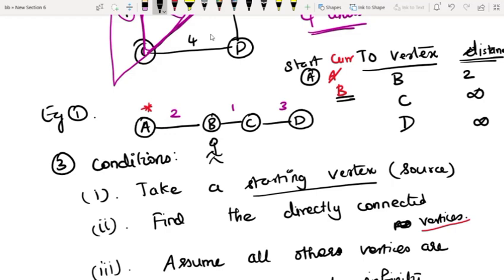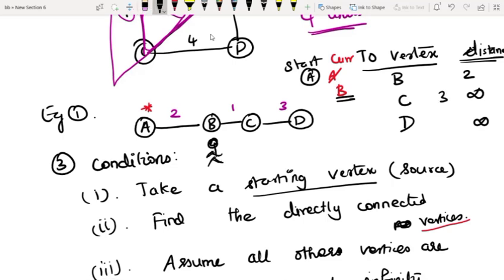All right. So you are at B now. Now calculate the distance from A to C. This is 2 and this is 1. So 2 plus 1 becomes 3. So now you are at B, and the distance from A to C is 3. You are calculating 3. Right.